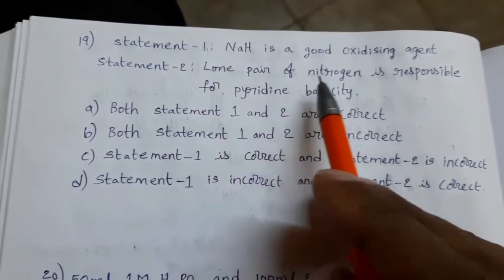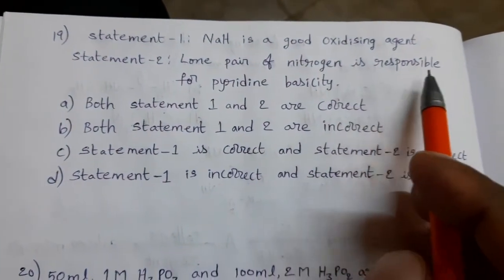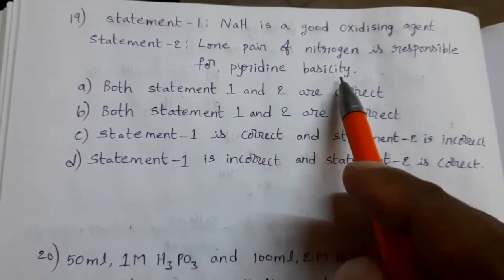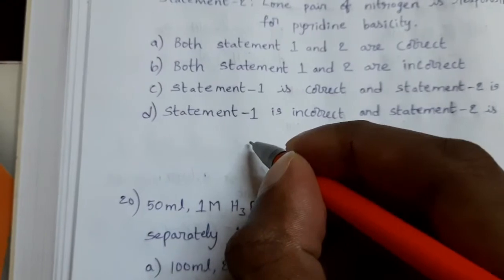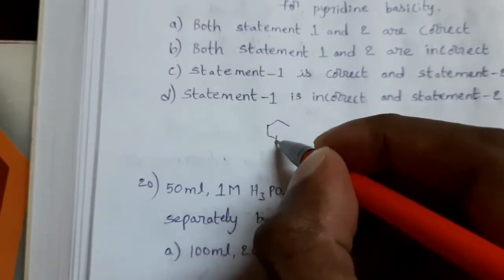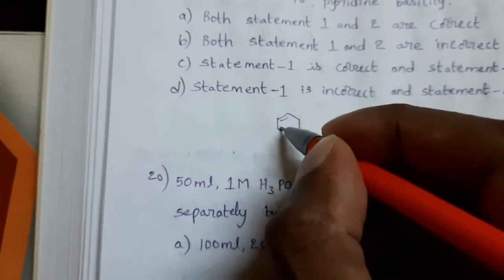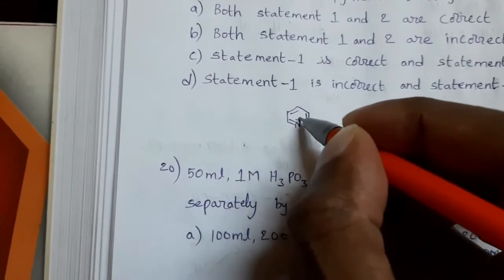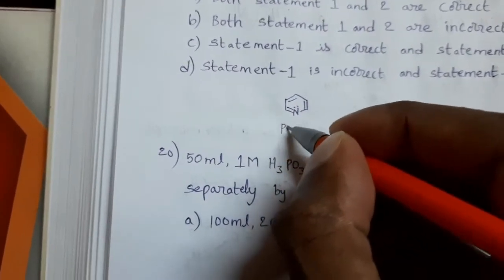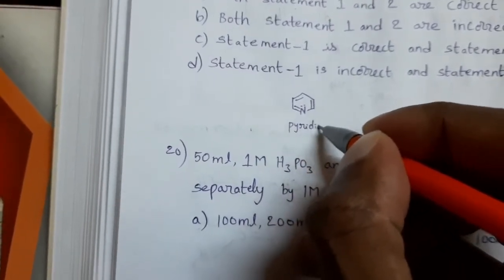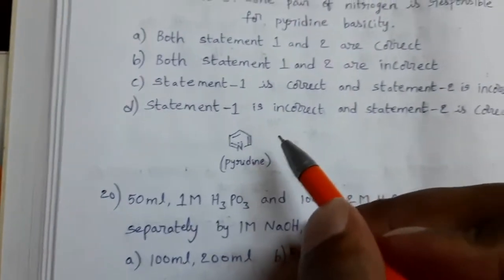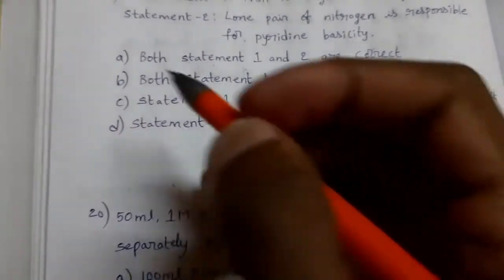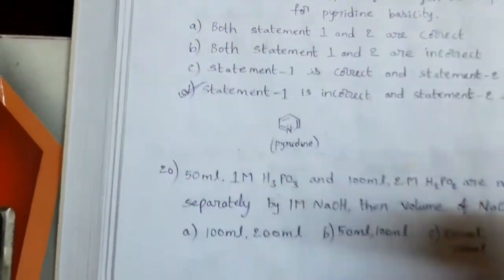Statement 2: Lone pair of nitrogen is responsible for pyridine basicity. This is correct. See the structure of pyridine. This is the pyridine structure. The lone pair of electrons is present on the nitrogen, so it is donated to other substances. That's why it exhibits basic character. So statement 1 is incorrect, statement 2 is correct. Option D is the answer.